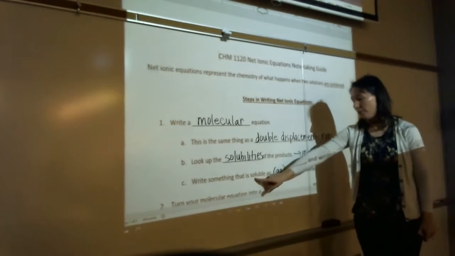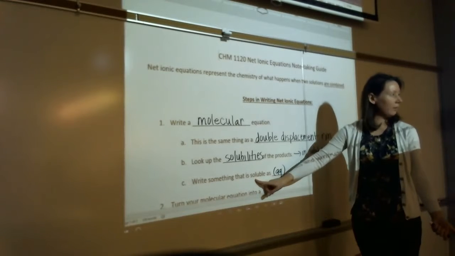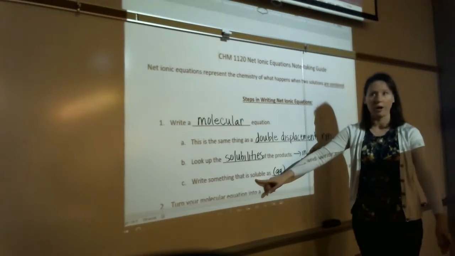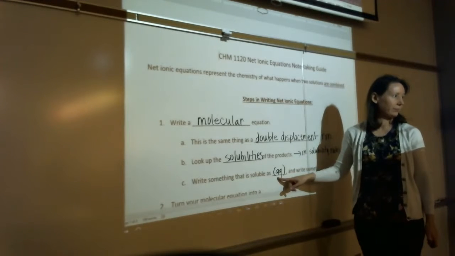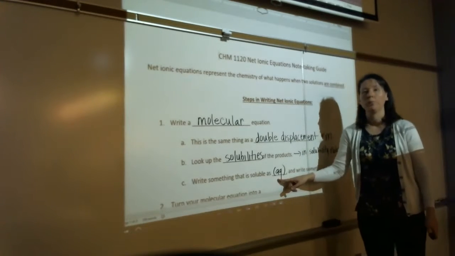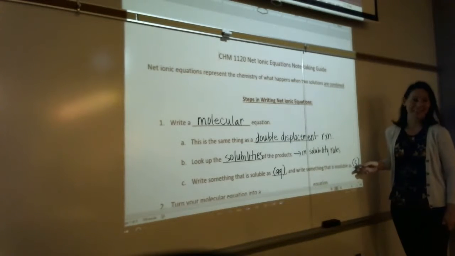Something that is soluble means dissolved, and this is being dissolved in water, right? And something that is dissolved in water, we say, is an aqueous solution. That's why it's AQ. Okay? So please don't think S stands for soluble. Please, it doesn't stand for that. S stands for solid. Okay?